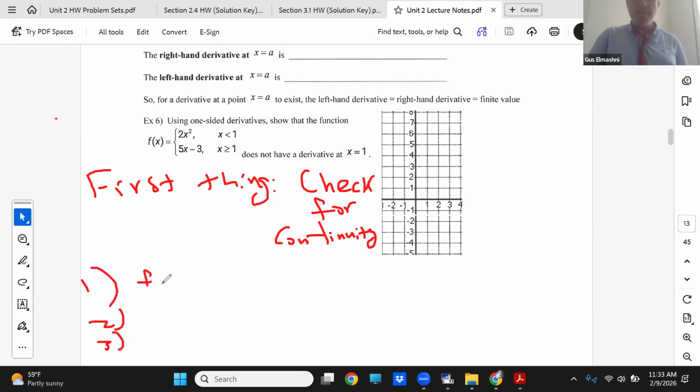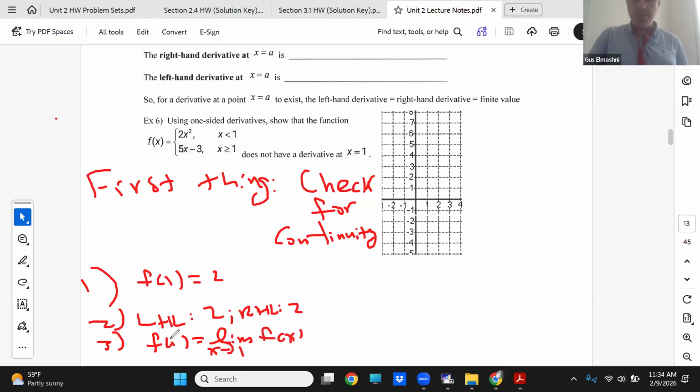What's f of 1? 2. What's your left-hand limit? Right-hand limit? Okay, good. And f of 1 equals the limit as x approaches 1 of f of x. Both 2. Okay, cool.